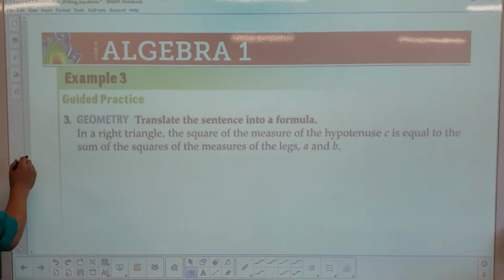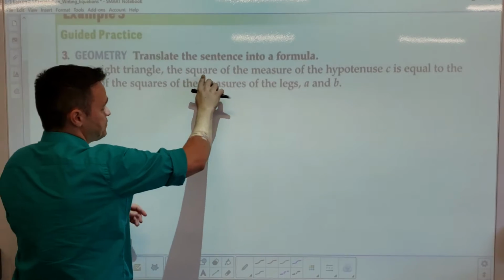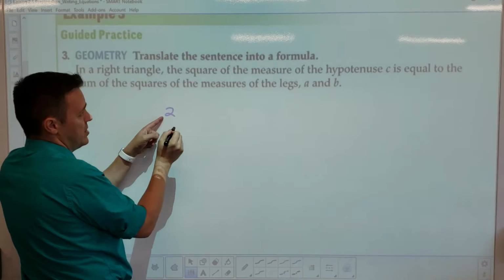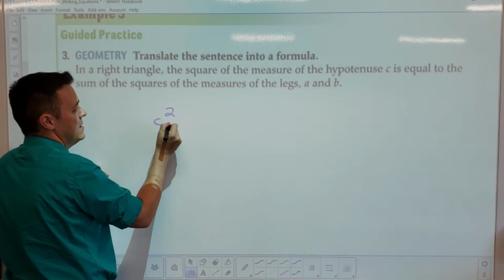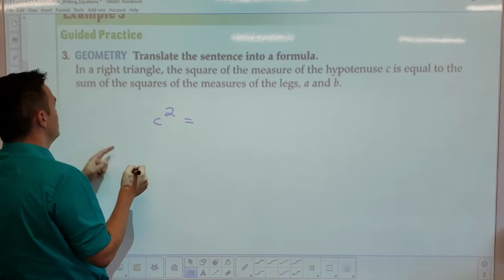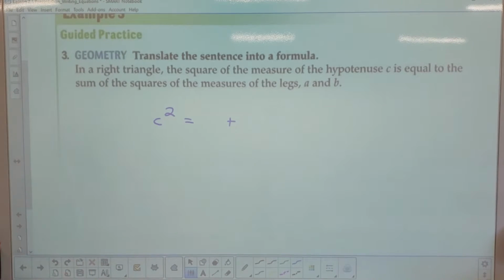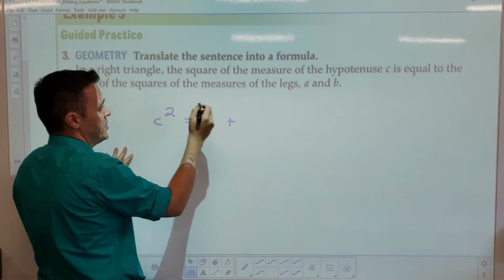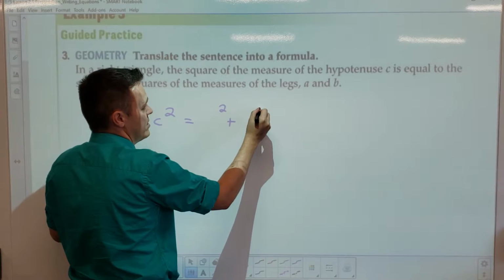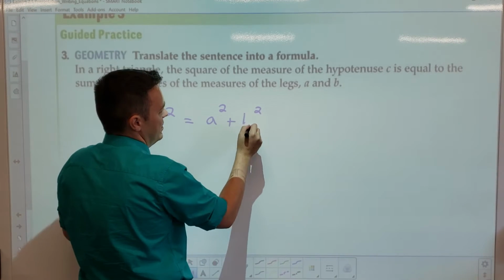Take a chance, try this one real quick. All right, make sure as you write it, so hopefully you guys got this, but I'm going to write it as I read it. So the square, so I'm squaring a number, of the measure of the hypotenuse C, so I'm squaring C, is equal to the sum. So if I'm summing, I'm adding something, okay, of the squares. So once again, and it says squares, plural, so I know I have 2 squares here, of the measures of the lengths of the legs, A and B.